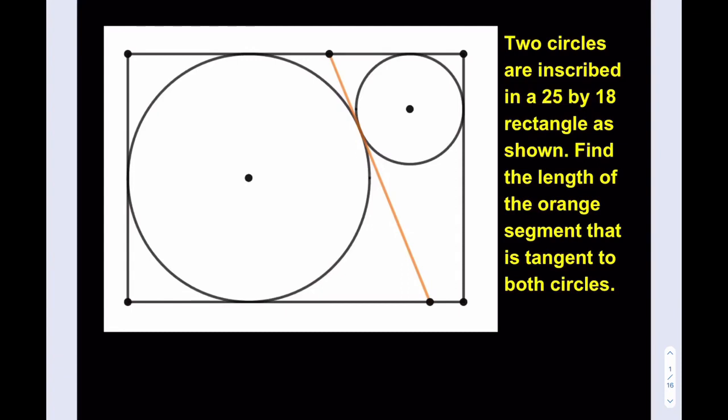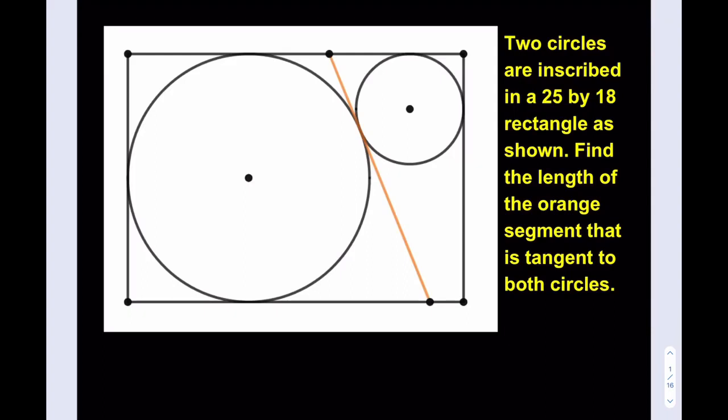Hello everyone, in this video we're going to be solving a geometry puzzle. Two circles are inscribed in a 25 by 18 rectangle as shown. Find the length of the orange segment that is tangent to both circles. Alright, at this point you can just go ahead and pause the video and give this problem a try first.